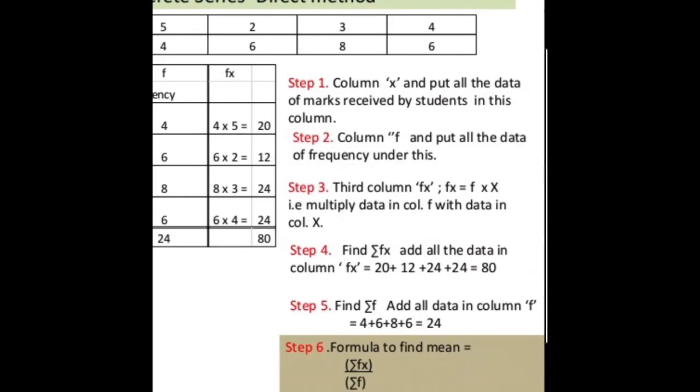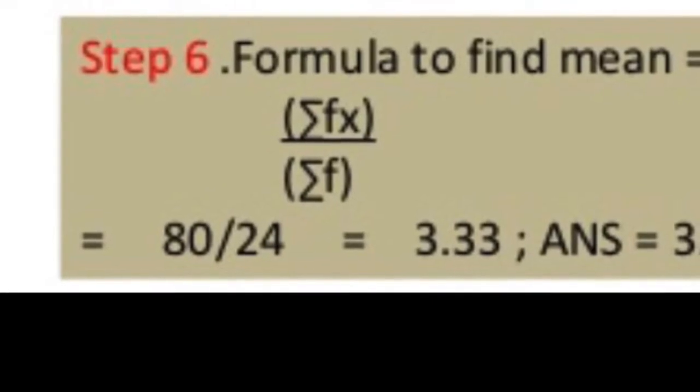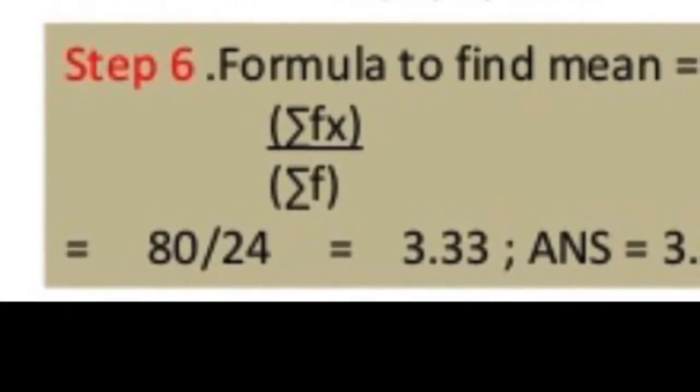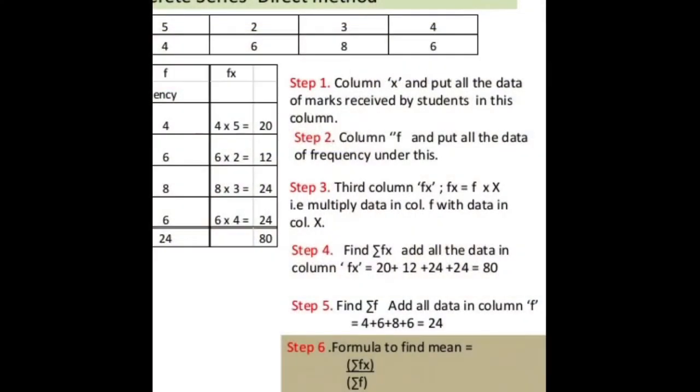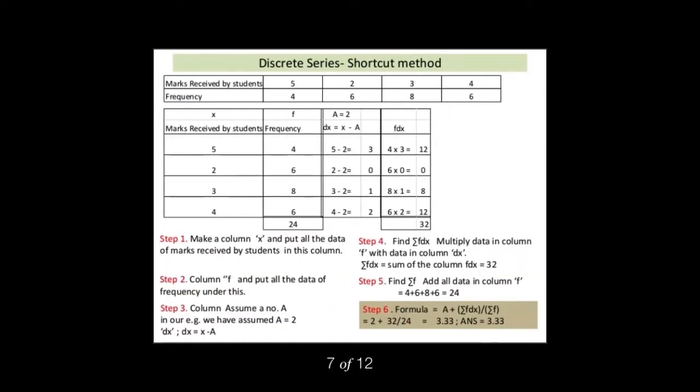Now, putting the values in the formula, we get sigma fx, that is 80, and sigma f, that is 24. So, 80 divided by 24 is equal to 3.33. So, the arithmetic mean using direct method in the discrete series in this example is 3.33. Again, in the same example, if we use assumed mean, the method is known as shortcut method.